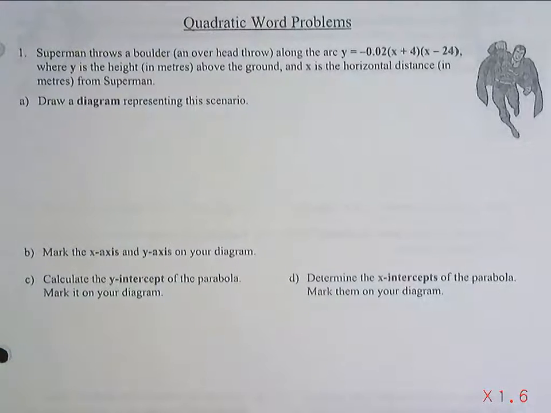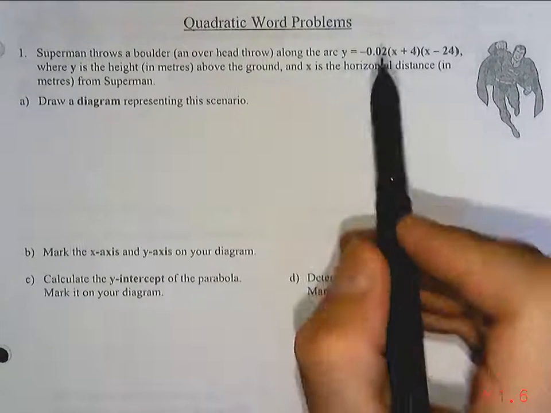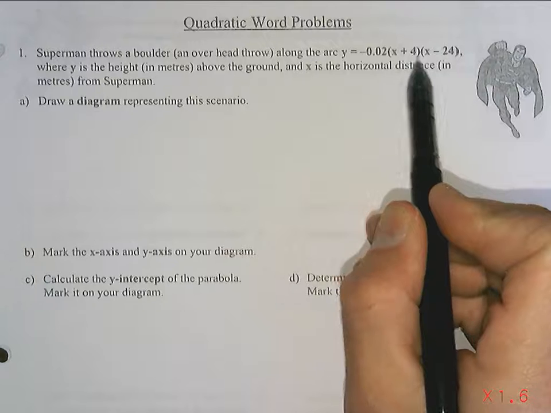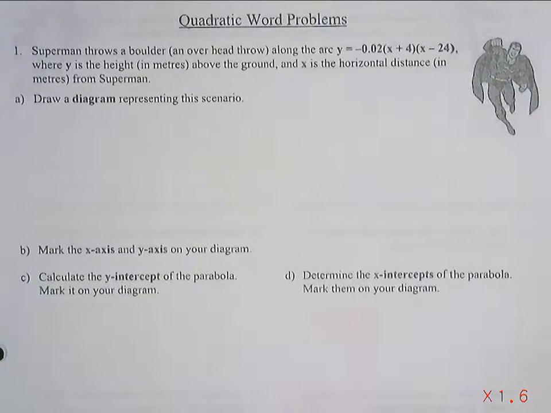Okay, quadratic word problems. Superman throws a boulder, and it's an overhand throw, and it's going to follow an arc given by y = -0.02(x + 4)(x - 24), where y is the height in meters above the ground, and x is the horizontal distance in meters from Superman.